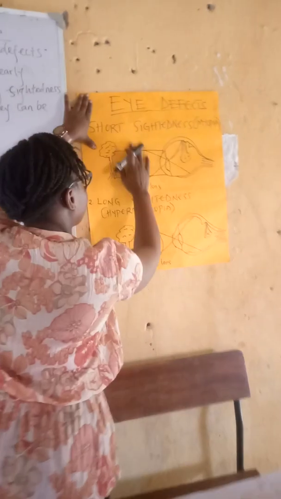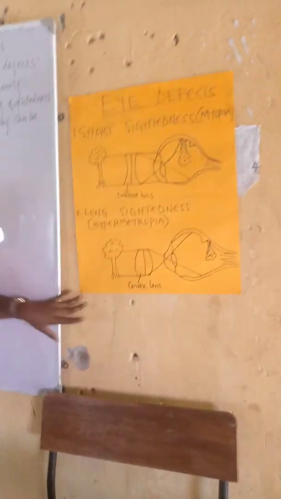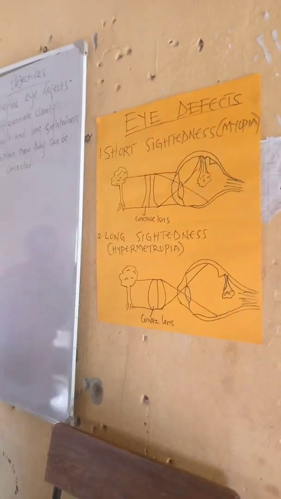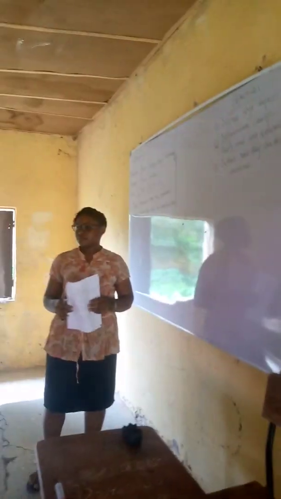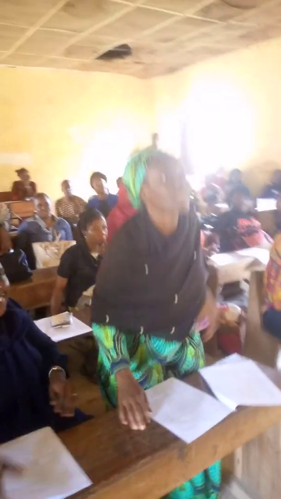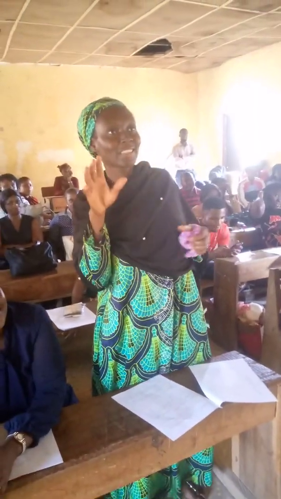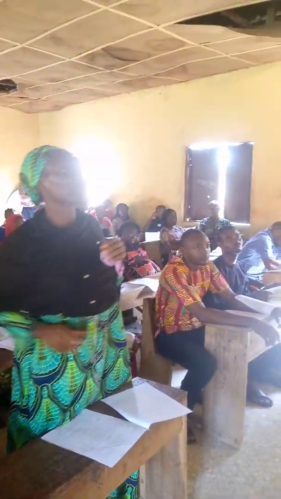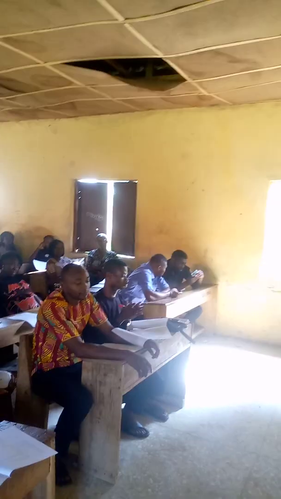Can you carefully observe? Amina, please tell me what can you see on that chart? I can see short-sightedness, myopia. Then, my friend, what can you see? I can see long-sightedness, and in the drawings I can see this tree is far off from the other one. Thank you. Can you clap for them?